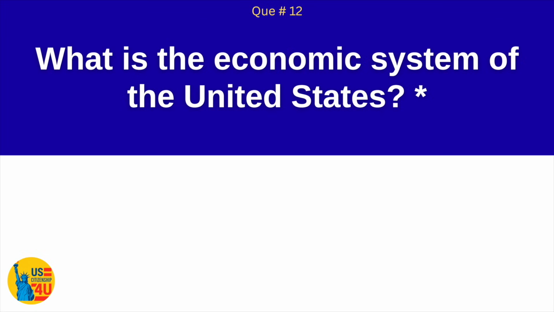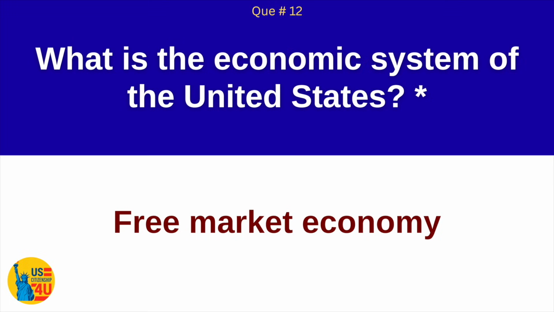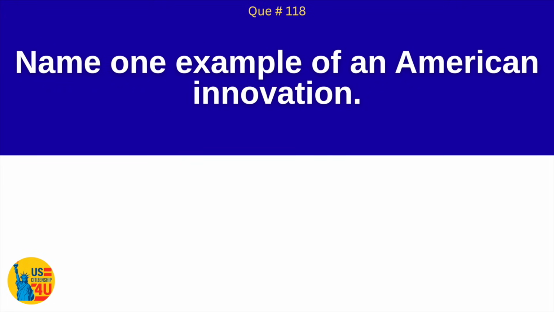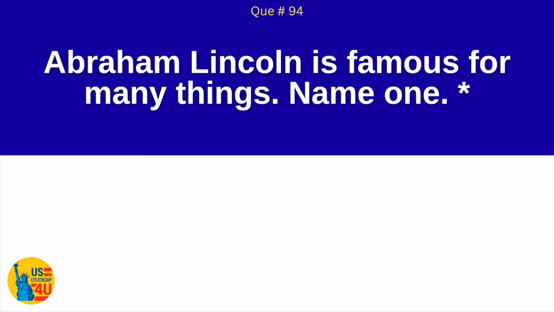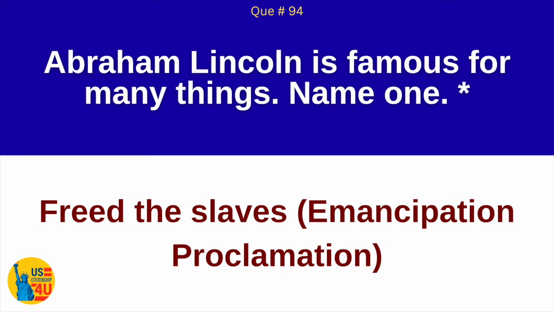What is the economic system of the United States? Free market economy. Name one example of an American innovation. Light bulb. Abraham Lincoln is famous for many things. Name one. Freed the slaves, Emancipation Proclamation.